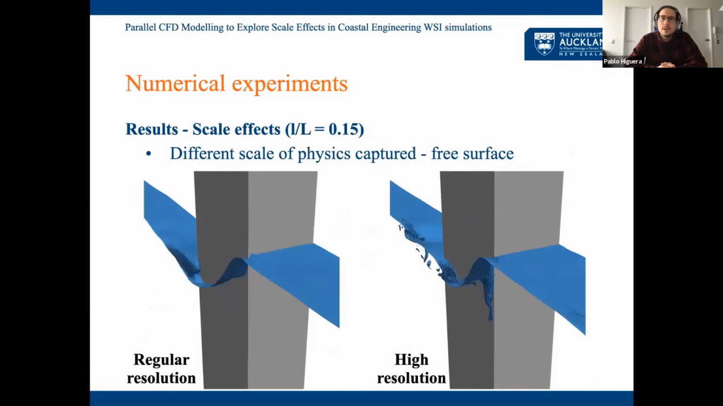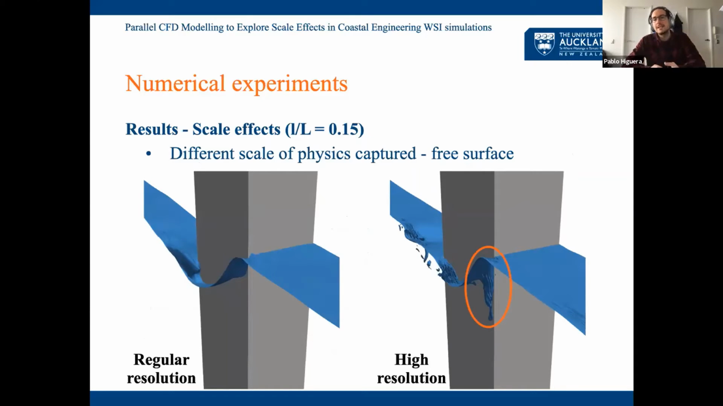And we were able to see some very noticeable differences. Here is a case in which the resonant chamber is producing some discharge into the seaward side. On the left, you have the regular resolution at prototype scale, and on the right, you have the high resolution simulation. You can notice some very noticeable differences. There is flow separation happening because of the smaller cells, so we can capture more detailed phenomena.